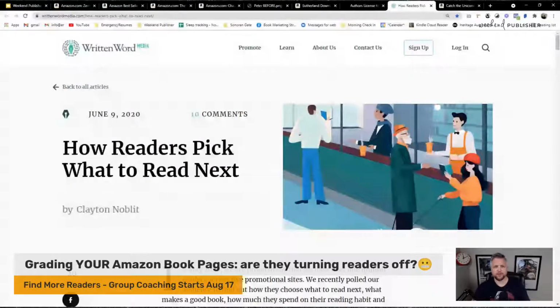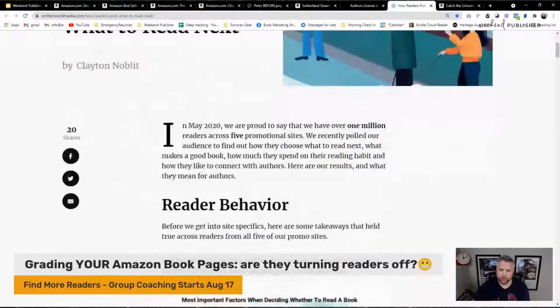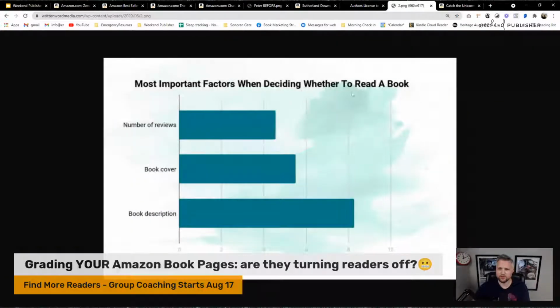And this was a big survey done by Written Word Media. Written Word Media is a pretty big player in the space. They own Free Booksy and Bargain Booksy, if you've ever heard of those. So this was done, what was that, like a year ago? But they asked readers, what are the most important factors when deciding whether to read a book? They had the number of reviews, book cover, and book description. So you can see here by the longer bar that book description was actually the most important factor, whether or not someone was going to take an action. That action, of course, being whether to buy or read your book.